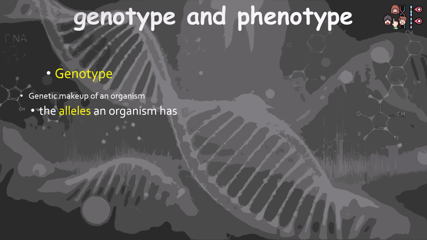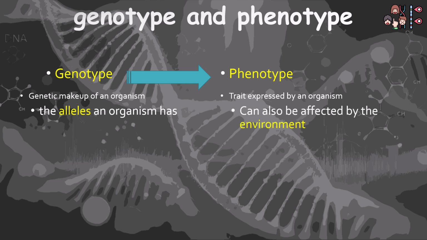Genotype refers to the genetic makeup of an organism, or the alleles that an organism possesses. This influences the phenotype, which is the observable trait or appearance of an organism. However, it is important to note that some phenotypes can be affected by the environment. For example, genes determine skin color, but exposure to sunlight can influence the shade of that color. Additionally, different genotypes can produce the same phenotype.